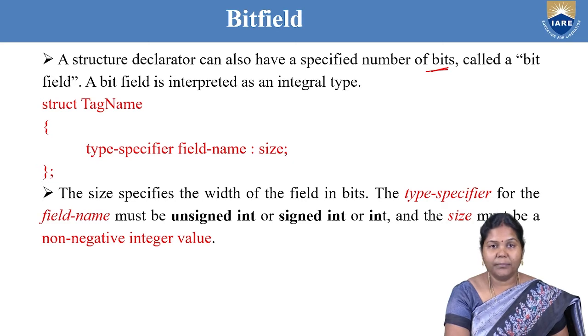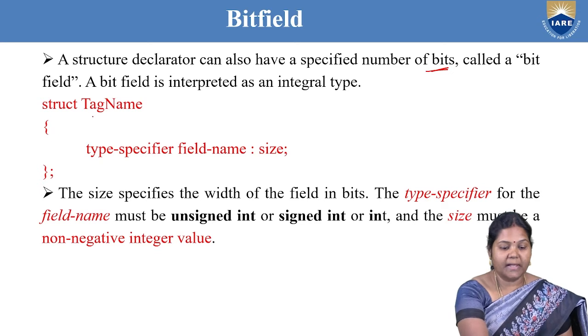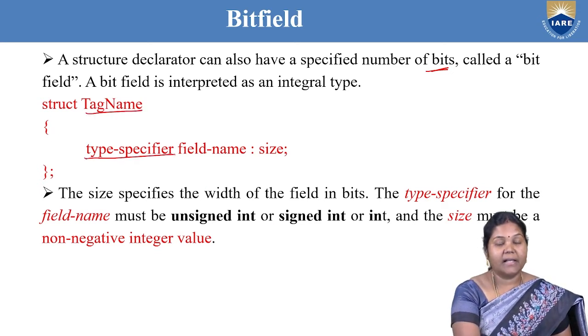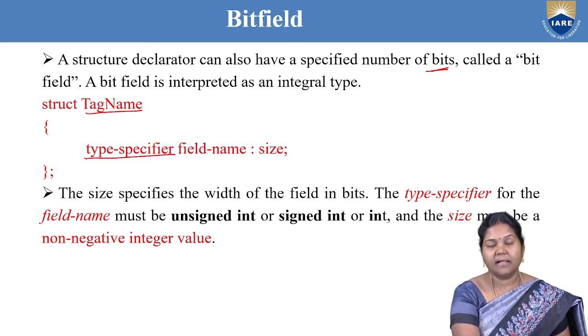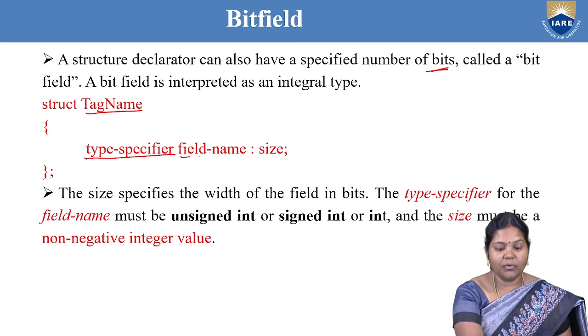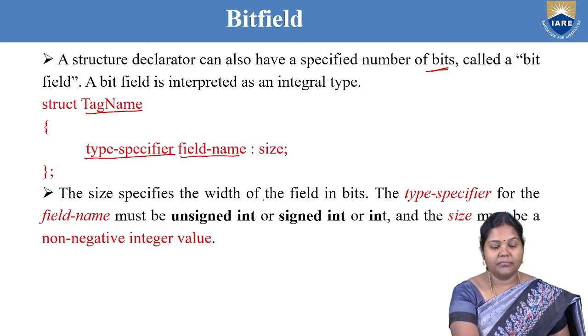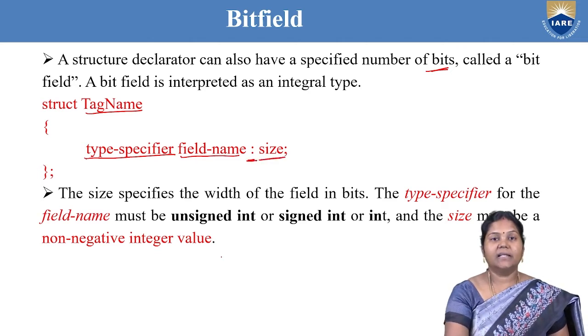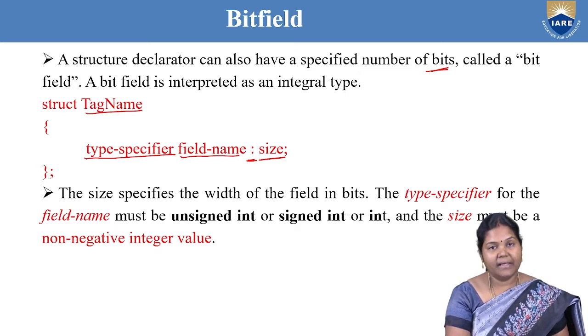And how to write bit fields? Bit fields are used in structures only. So you have to write down struct followed by a structure name. Then you have to write the type specifier, that is integer or character or float or signed, unsigned, int, anything. Then followed by the name of the field. Field name is nothing but the structure member, colon, the size. Size is in terms of number of bits. Here, the size specifies the width of the field in bits.